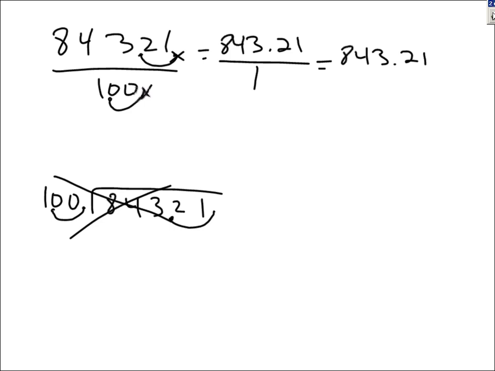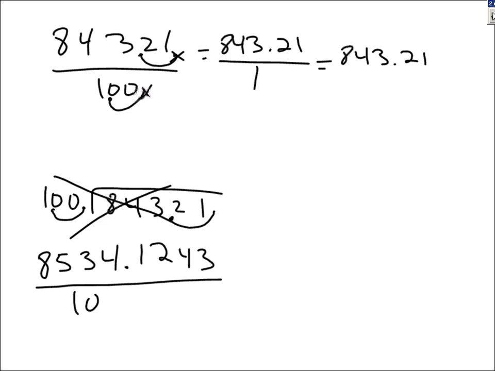You have 8534.1243. You want to divide this by 1,000. Well, in the bottom, I don't see a decimal. So the decimal is understood to be there. Move it 1, 2, 3 places to the left. Now I'm dividing by 1. Oh, don't even do that. But if I move the decimal in the bottom 3 places, I have to move the decimal in the top 3 places. And there's my answer.